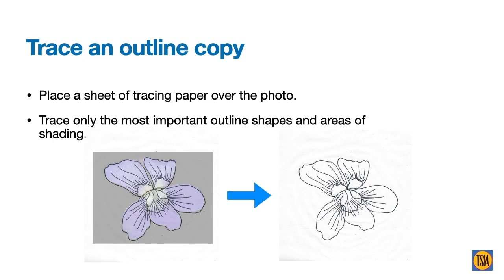To trace an outline copy of your photo, place a sheet of tracing paper over the photo and begin to trace the most important outline shapes, markings, and any clearly defined areas of colour or tonal variation. For many thread painting designs, simply doing this is sufficient to get started with thread painting.